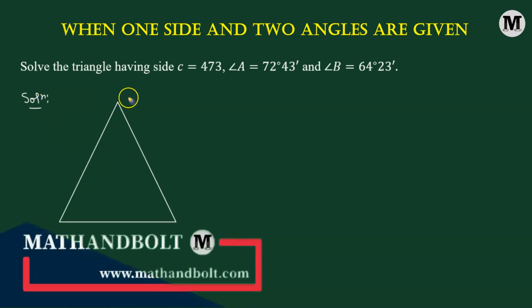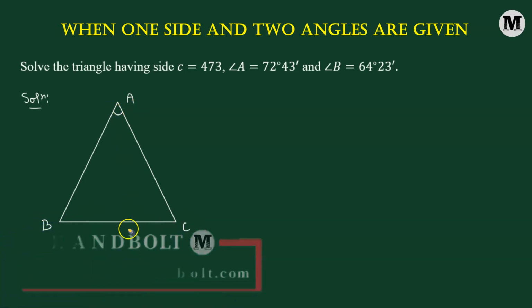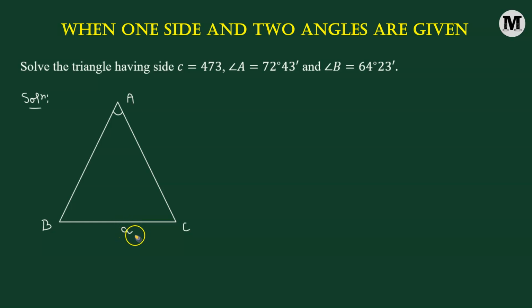We begin by considering our triangle ABC. The side opposite to angle A, that is BC, is going to be denoted by the letter a in lowercase. Then we consider angle B. The side opposite to angle B, that's AC, we denote by b in lowercase. And the remaining side AB, which is opposite to angle C, will be denoted by c in lowercase. Now in this triangle, the side c that is given to us is 473 units.